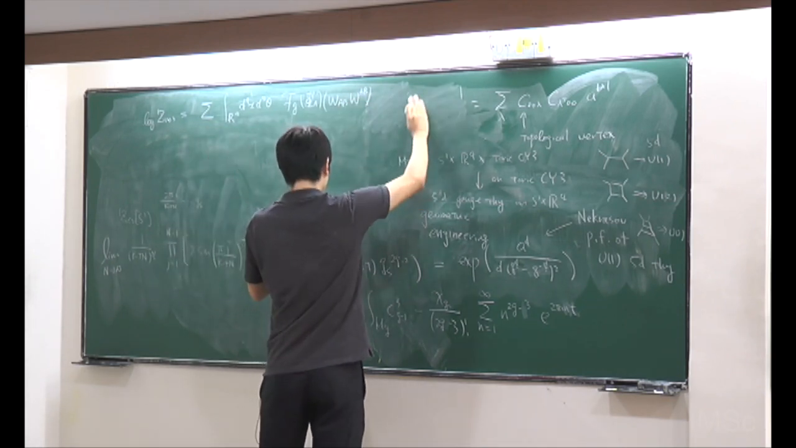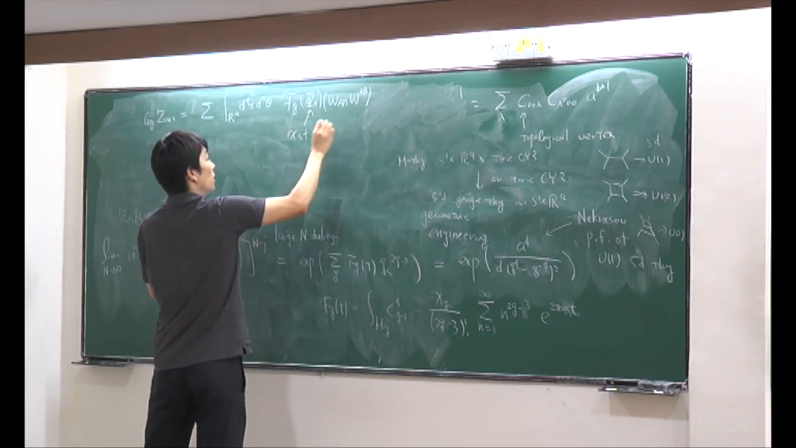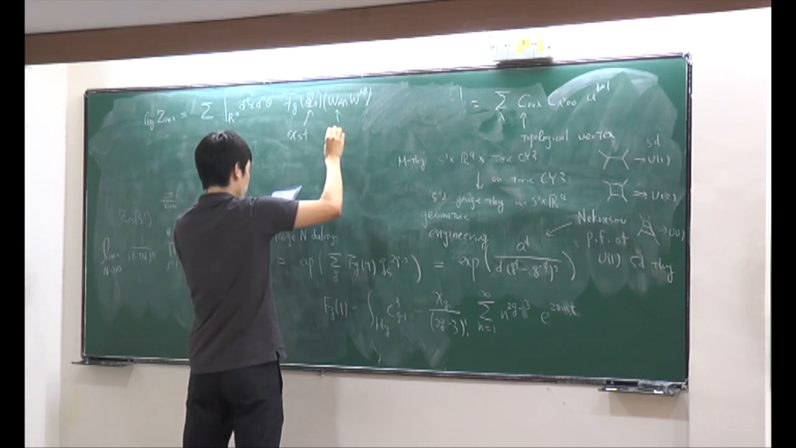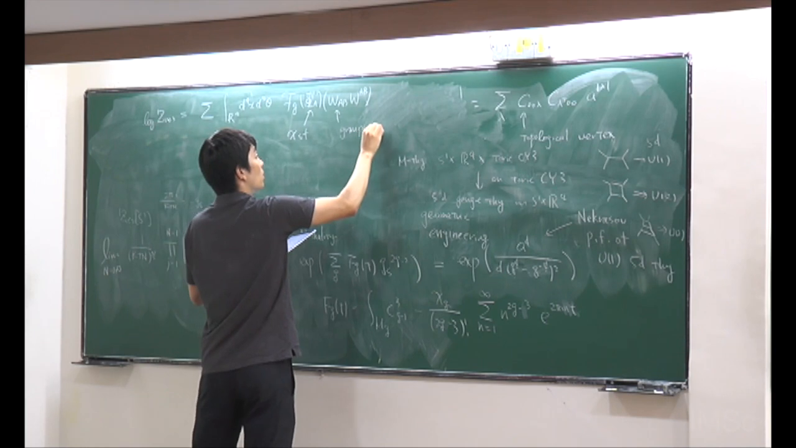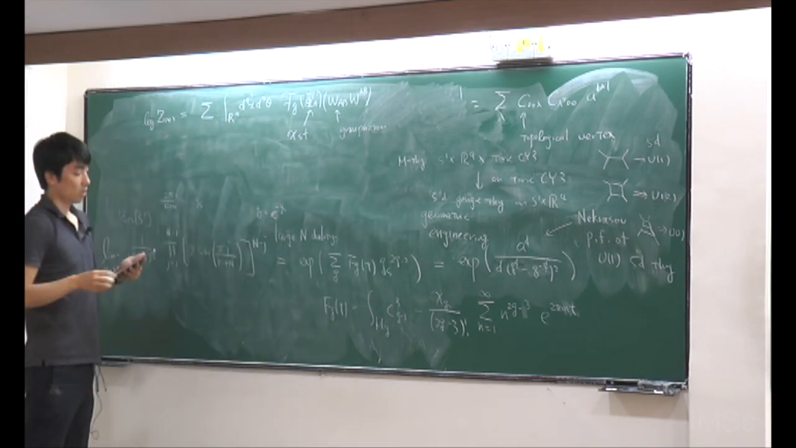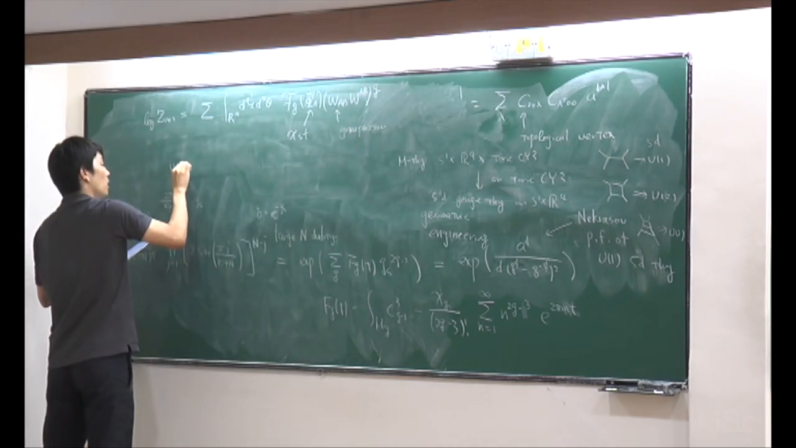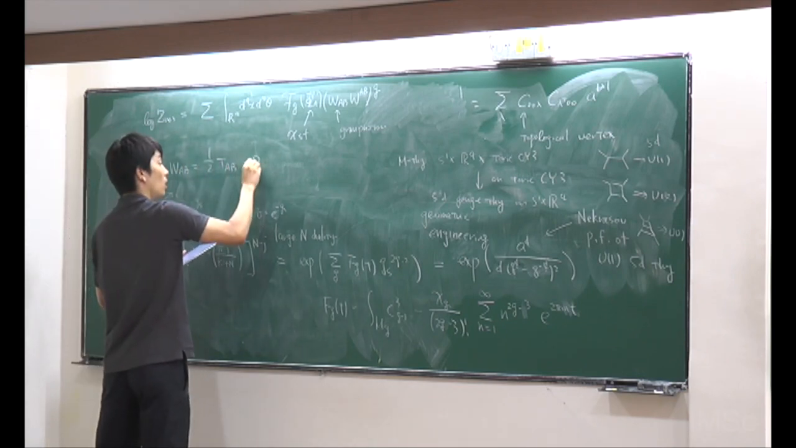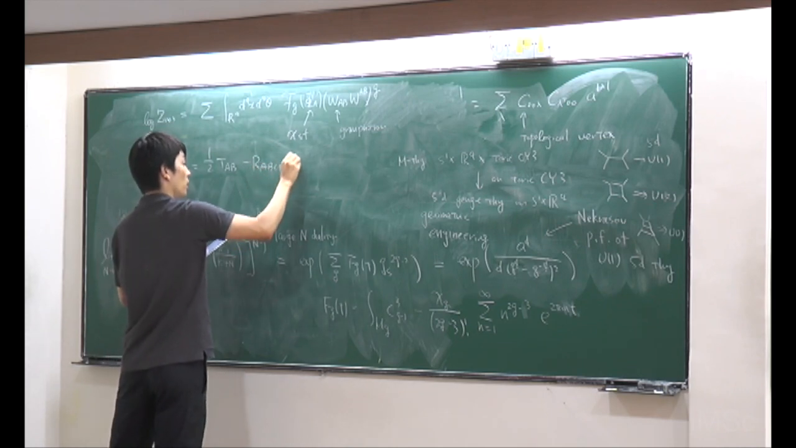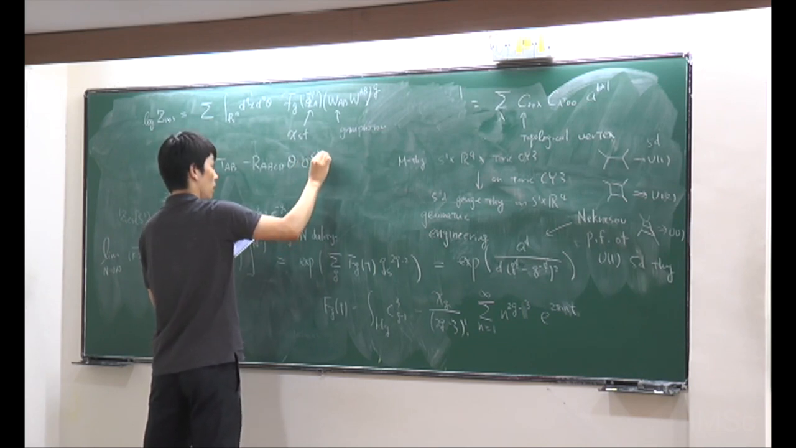Here phi is the curve superfield, and this one is the graviphoton. And 2g. Okay. And W_AB has the following form: T_AB minus R_ABCD theta A and theta CD theta.